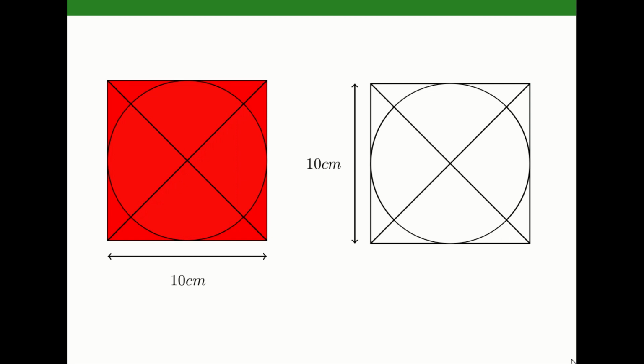Area of a square is going to be L into H, or L into L as the case is, because it's a square. So that would then make it 10 into 10 centimeters square, giving us 100 centimeters square. And now we have the area of the shaded region.